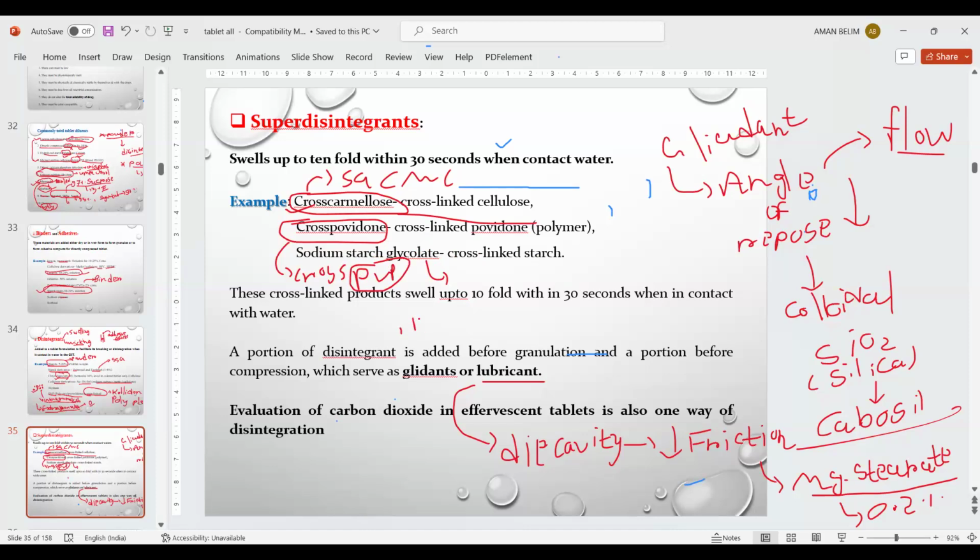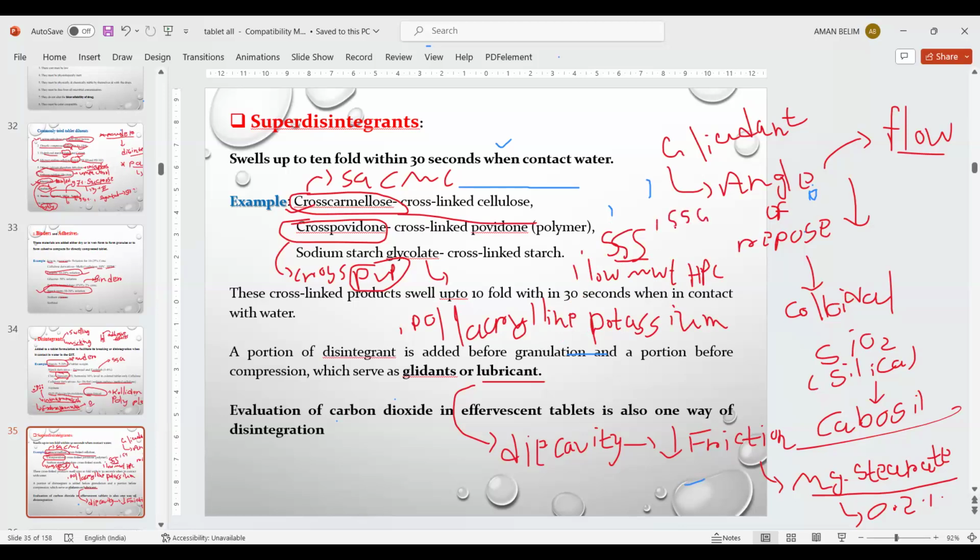And there are other examples, which are polacrilin potassium. Then low molecular weight HPC, that is hydroxypropyl cellulose. Then sodium starch stearate, that is known as SSS. Low molecular weight HPC, polacrilin potassium. Then your SSG, which is sodium starch glycolate. Then croscarmellose sodium and cross-linked PVP.